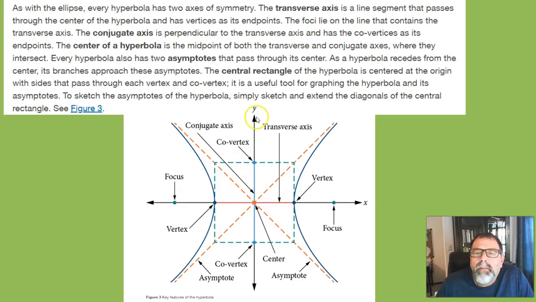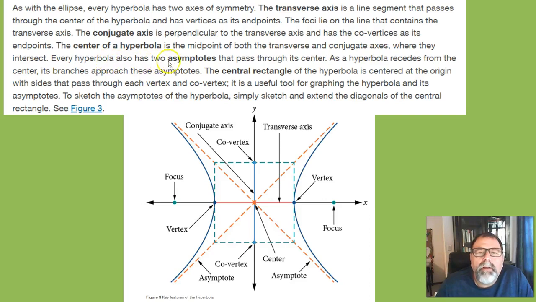The other axis we call the conjugate axis. The conjugate axis is perpendicular to the transverse axis and has co-vertices at its endpoints. These co-vertices are not on the hyperbola. The vertices are on the hyperbola, but the co-vertices aren't. The center of the hyperbola is the midpoint of both the transverse and conjugate axes, where they intersect.